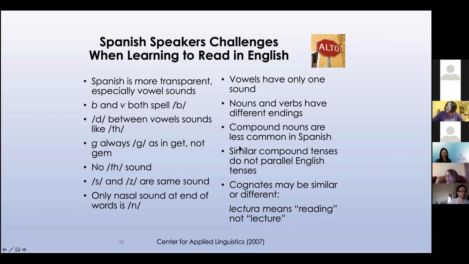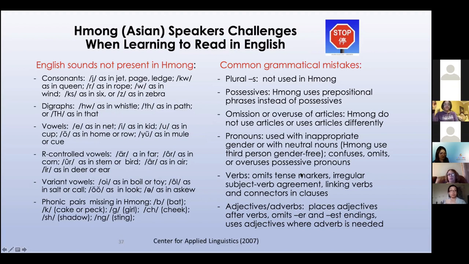So these are in Spanish, some of the errors. In Hmong, for instance, you know, English sounds not present in Hmong. Consonants, like the J as in jet, digraphs, vowels, R-controlled vowels, variant vowels, plurals not used, so grammar mistakes, right? So pronouns. So I don't speak Hmong.